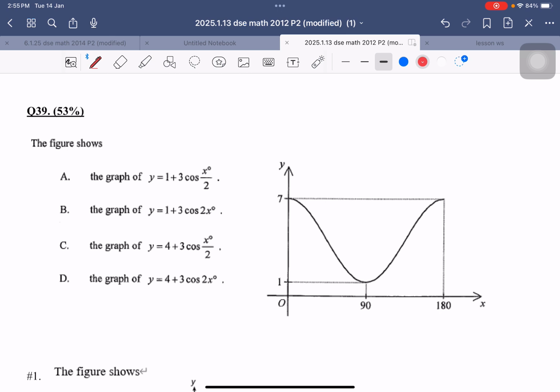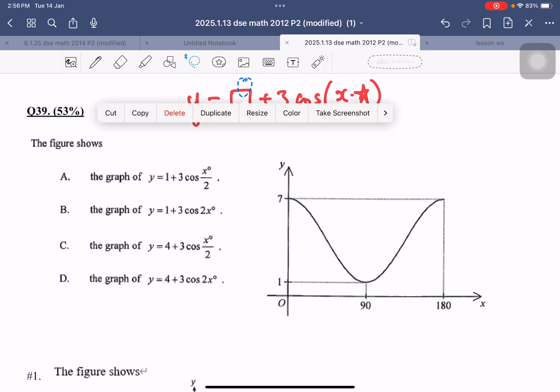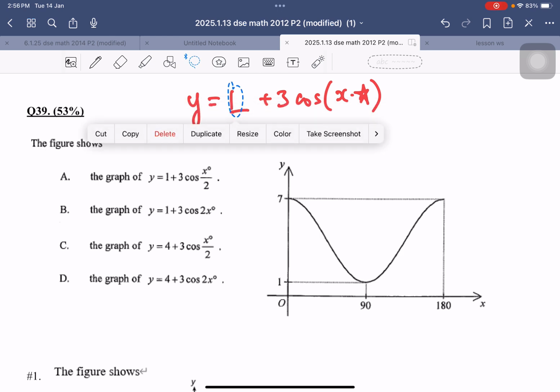Okay? So this is a graph. We observe the answers here. What can you observe? What is the same? What is different? The cosine. All of them have cosine. Anything else the same? The 3. So the graph is in the format of y equals a number plus 3 cosine times x times another number, with the 3 kept constant. Let's replace this number by a.